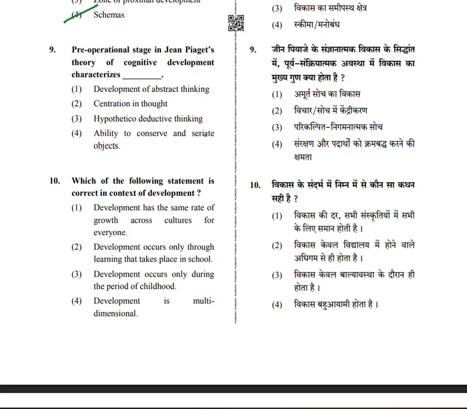Next one. The pre-operational stage in Jean Piaget's theory of cognitive development characterizes what? The options are development of abstract thinking, centration in thought, hypothetico-deductive thinking, and ability to conserve and seriate objects. Piaget's theory outlines four stages of cognitive development. The pre-operational stage is characterized by centration in thought, so the second option is the right answer. Centration means a child tends to focus on only one aspect of a situation at a time and is unable to consider multiple perspectives.